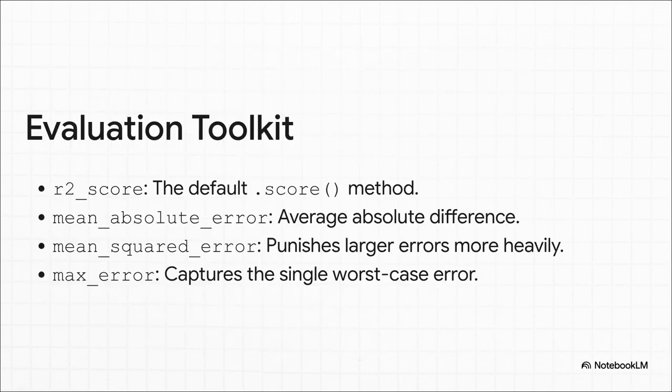But r squared isn't the only tool in our belt. You've got mean absolute error. This one is super intuitive. It tells you, on average, how far off your predictions are in the original units. Then there's mean squared error. This one is a bit different because it squares the errors, which means it really hates big mistakes. And finally, you have max error, which is great for finding your model's absolute worst-case prediction. It's really good for understanding the limits of your model.